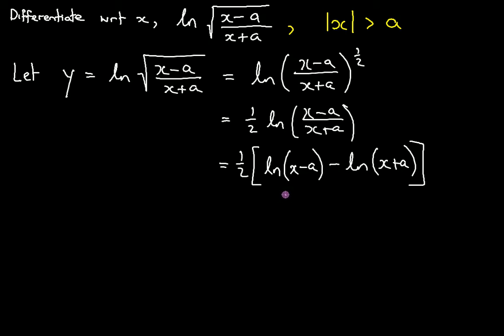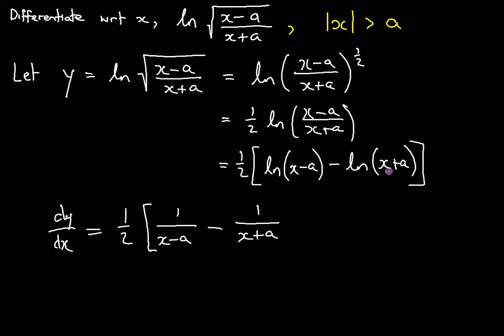What do we get? dy/dx. So let's keep that half out the front. Then, in my brackets, I differentiate this with respect to x. What do I get? I get 1 over (x − a) times the derivative of this, which is 1. That's pretty cool. So minus, and then 1 over (x + a), again times the derivative of this, which turns out to be 1 again. Excellent, so that was nice and easy.